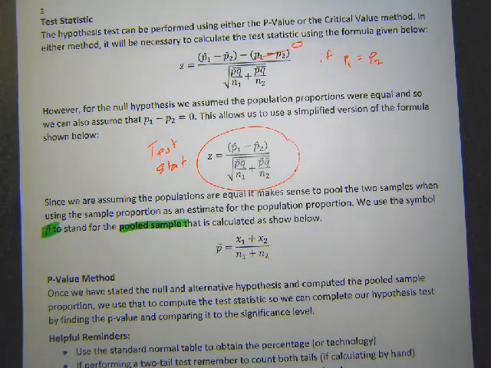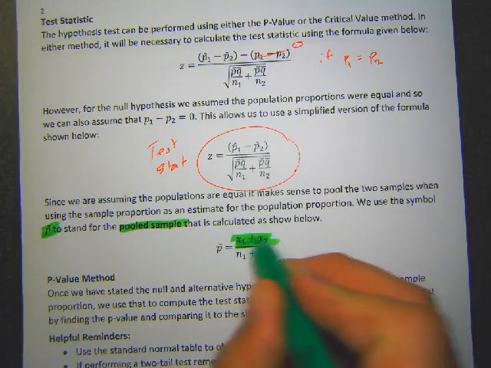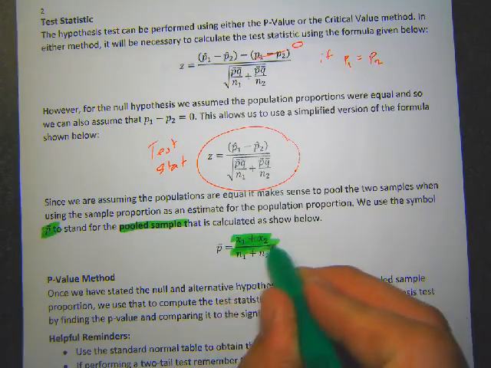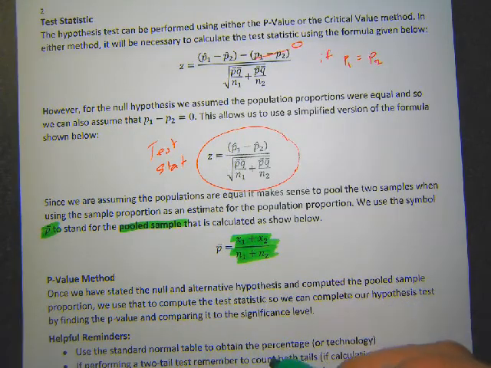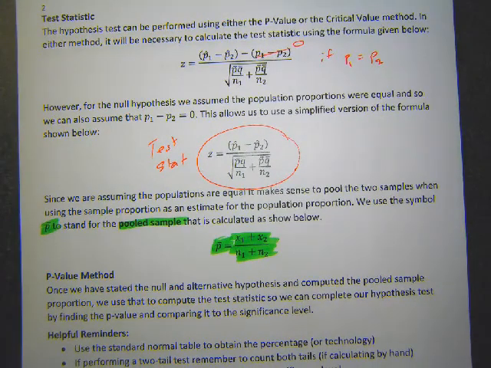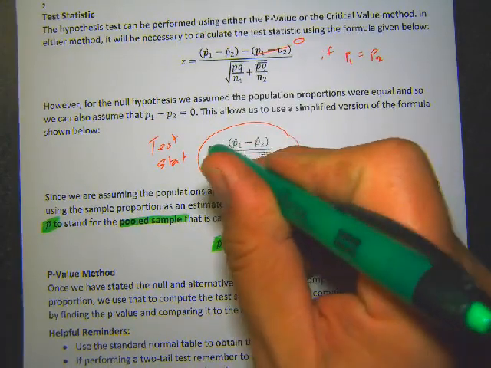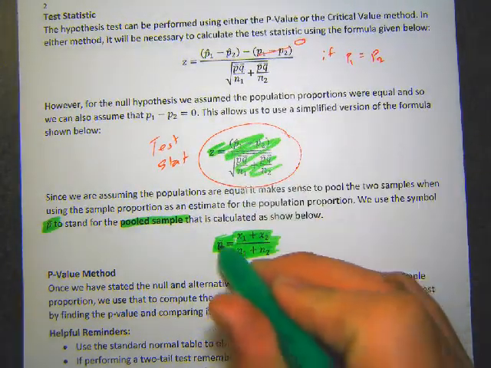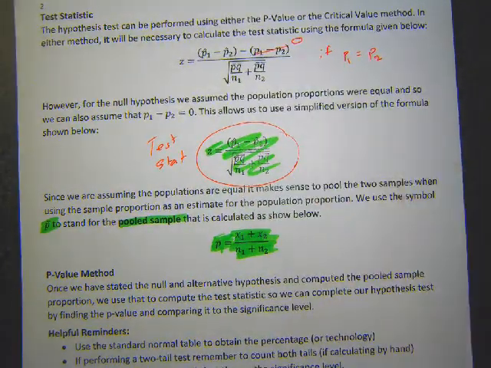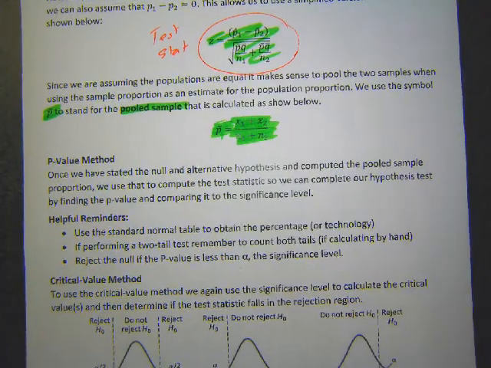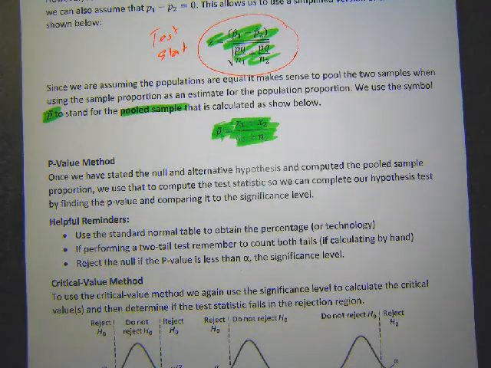We get this by taking the number of successes for both and adding that up and dividing by the number sampled from both. And that's how we get this p hat. And then q hat would be the proportion of failure, so it would just be the other end of it. Okay, so that's how we get the sample test statistic, from the pooled sample, all that. And we use that to do either the p-value method or the critical value method.